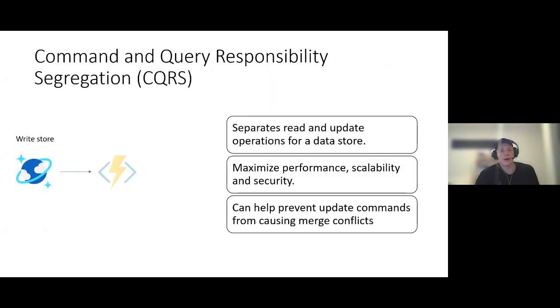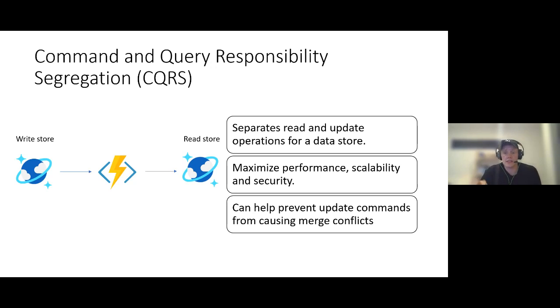The second pattern I want to talk about is command and query responsibility segregation, or CQRS for short. Essentially, this pattern separates the read and update operations for a data store. Implementing CQRS in your application can help maximize your performance, scalability, and security. In traditional architectures, the same data model is used to query and update a database. That's simple and straightforward, and it works well for basic CRUD operations. But as our applications become more complex, this approach can become a little bit unwieldy.